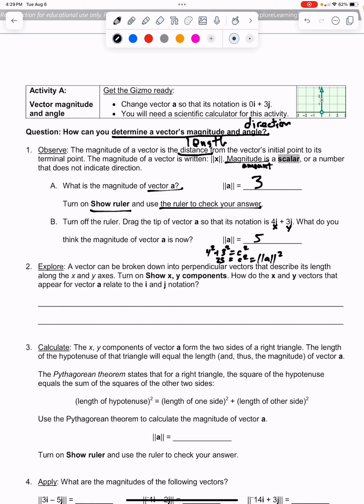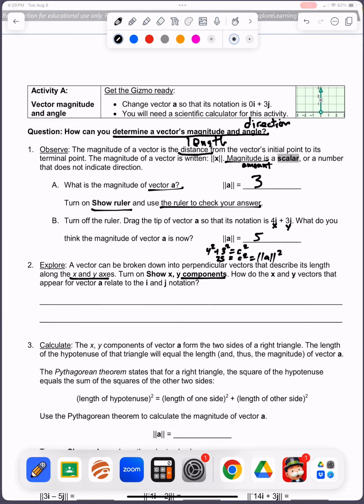Now here's where you're going to explore. Part 2. A vector can be broken down into perpendicular vectors that describe its length along the x and y axes. These are called vector components. Turn on show vector components. How do the x and y vectors that appear for vector A relate to the i and j notation?